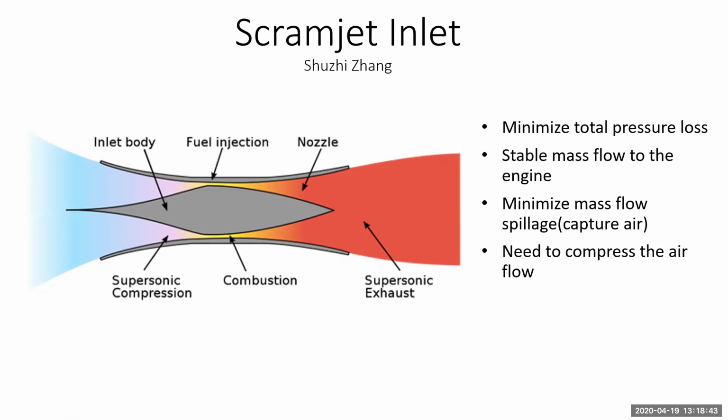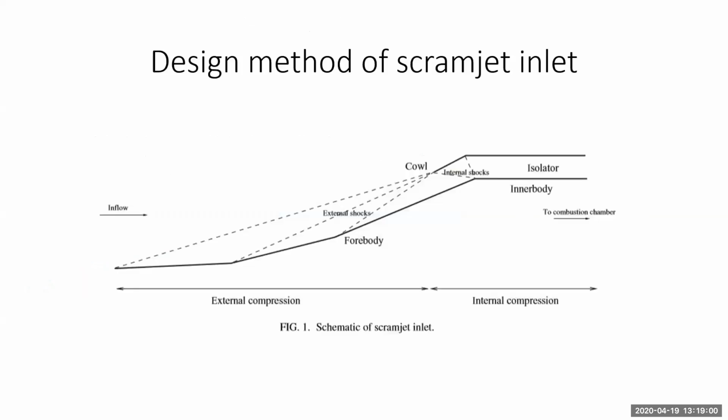And there are three types of scramjet inlet. The first one is the external compression inlet. The second one is the internal compression inlet. And also there is a mixed compression inlet. So here I will mostly be talking about the design of the scramjet inlet.